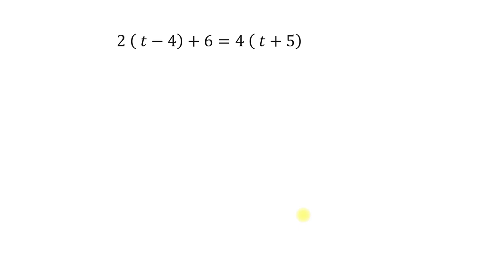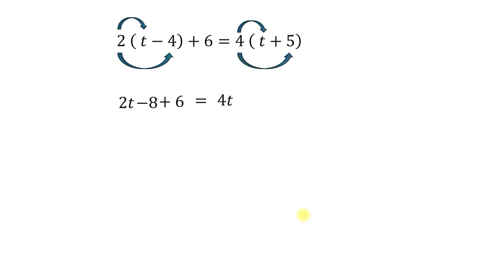Here we need to expand first. 2 times t gives us 2t. 2 times negative 4 gives us negative 8, plus the 6. On the right-hand side, 4t equals 4t. 4 times 5 gives us 20.